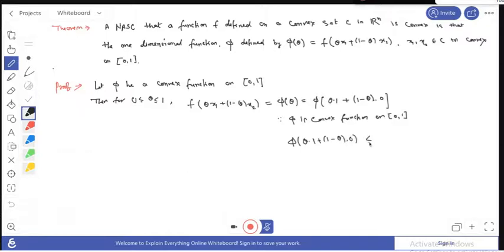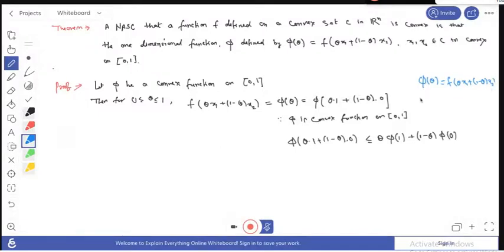This can be written as less or equal to θ times the functional value, that is φ at point 1, and (1 − θ) times φ at 0. So what is the value of φ(1)? If you put θ = 1 here, you know that φ(θ) is f(θx1 + (1 − θ)x2).